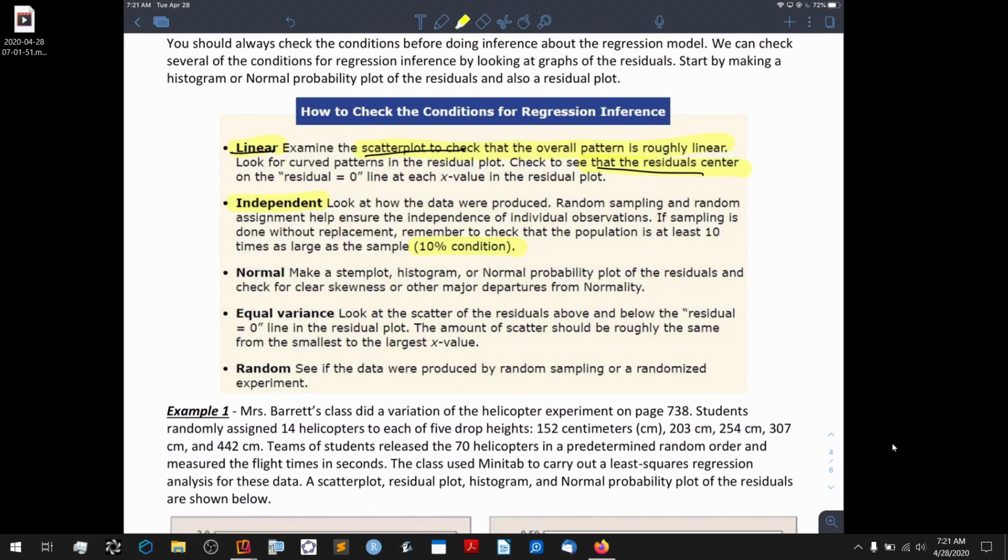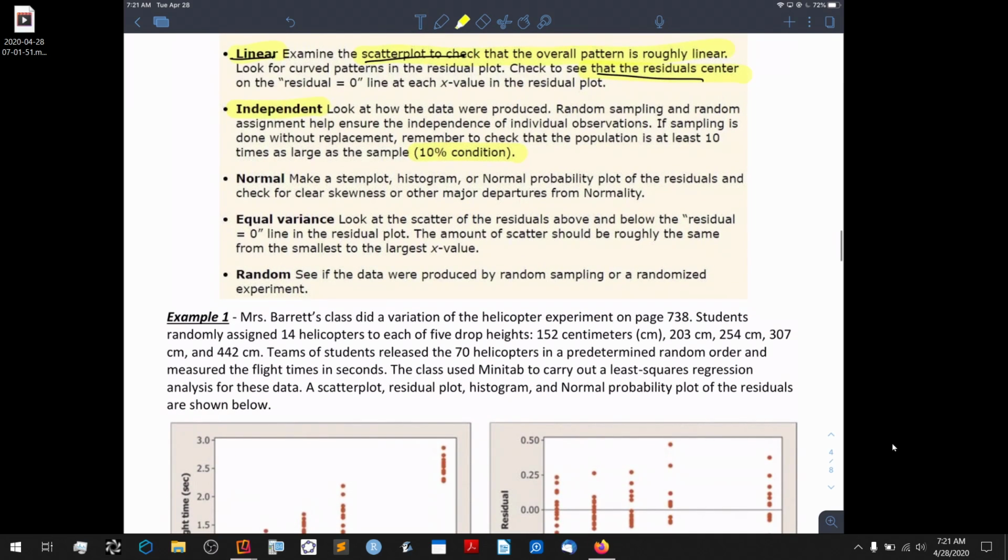If it's from an experiment, make sure that individual observations or reactions to a treatment would be independent. Okay? So we want random sampling and random assignment. That will help us with independence.